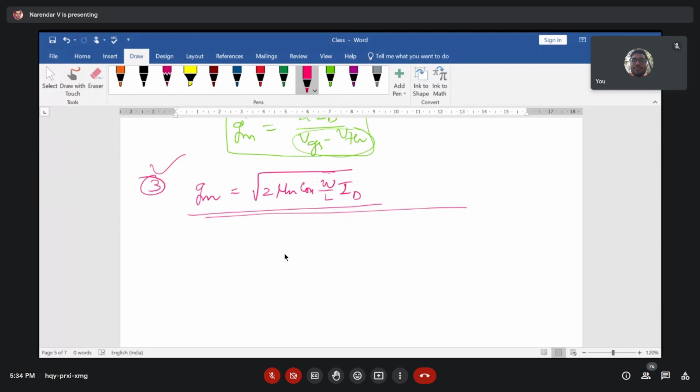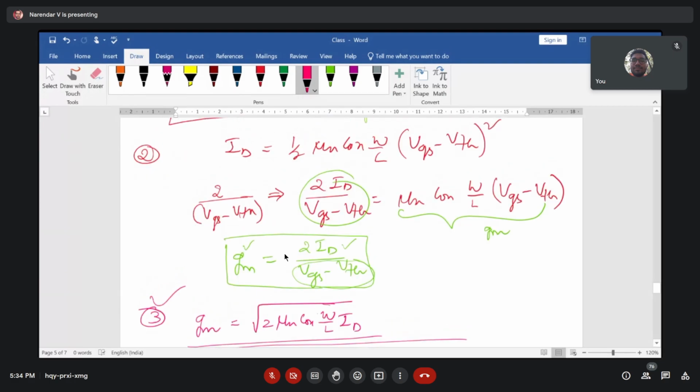So what you can notice from these three equations of GM is that for the first one, GM is proportional to W by L with VGS minus VTH as a constant, and the other is that GM is proportional to VGS minus VTH provided that W by L is constant. Whereas in the second expression, GM is proportional to 1 over VGS minus VTH, provided that ID is constant because ID is at the numerator.